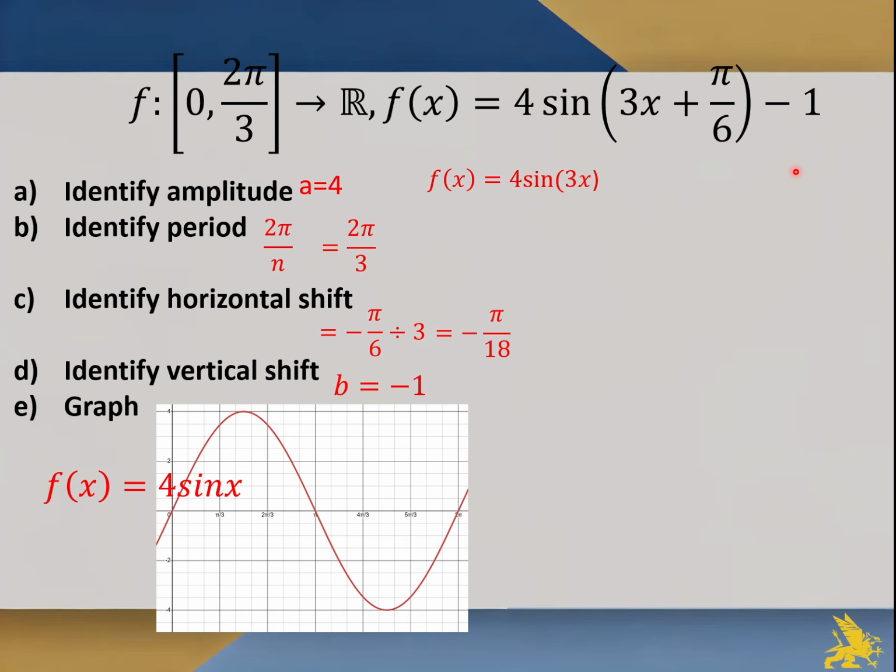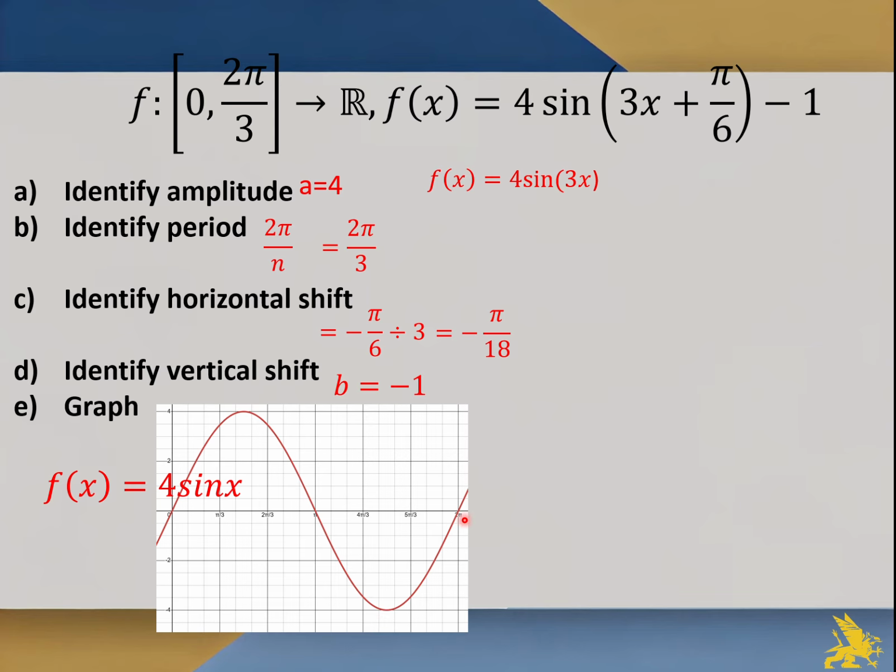First thing we need to understand is the basic sine graph, which has a period of 2 pi, starts at 0, goes up to 4 because it's amplitude of 4, down to -4 at pi, and then at 2 pi it goes to 0. So we know that part. The next thing, when we have this 3 here, our period is going to be shifted. So now our period is going to be 2 pi over 3.